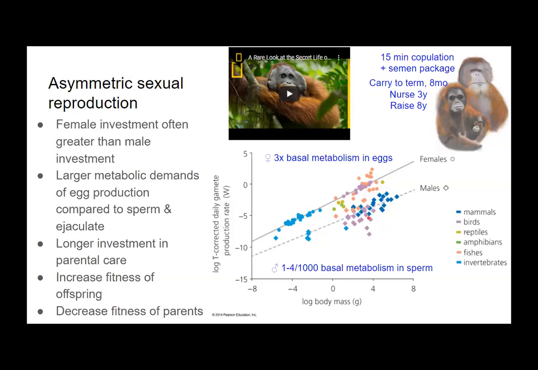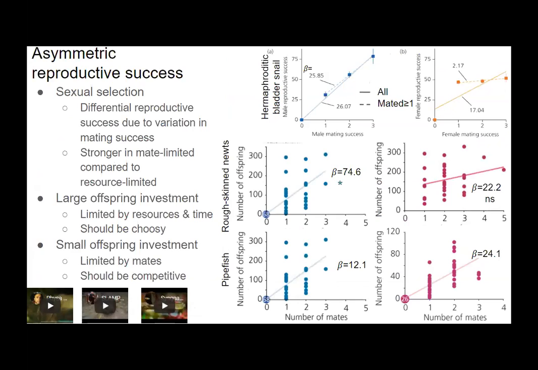So this sets up a whole set of theoretical predictions in which female fitness tends to be limited by resources, while male fitness tends to be limited by mates. So the parent with the lowest investment tends to be limited by mating. So how many times can you mate? Whereas those that invest a lot more into each offspring tend to be a little more choosy about who they're mating with.